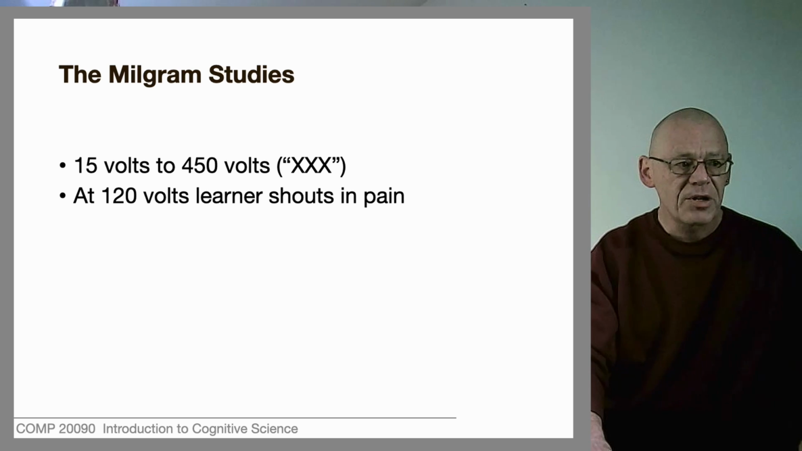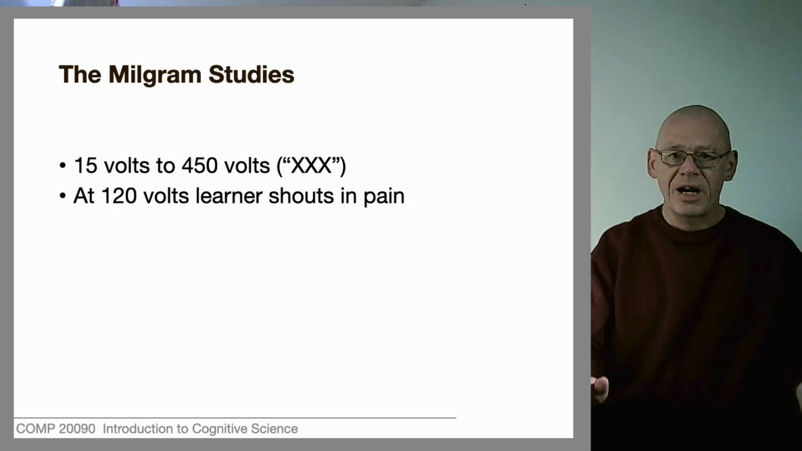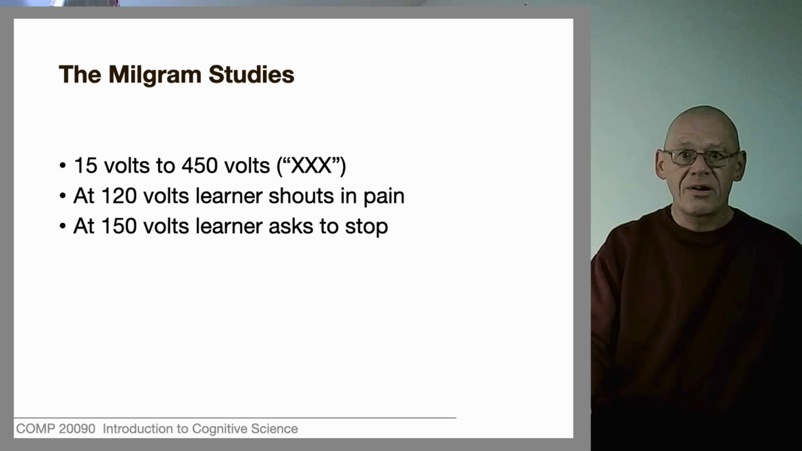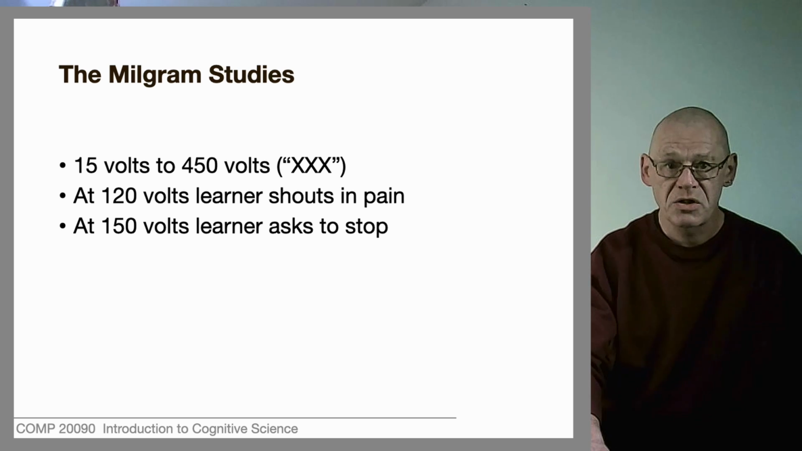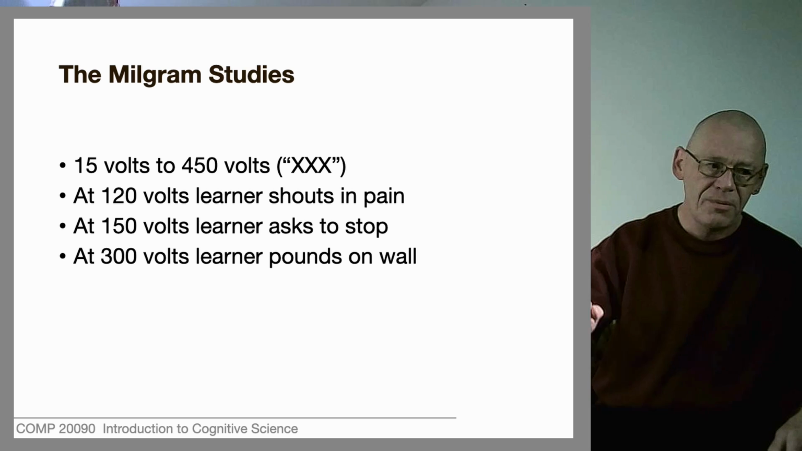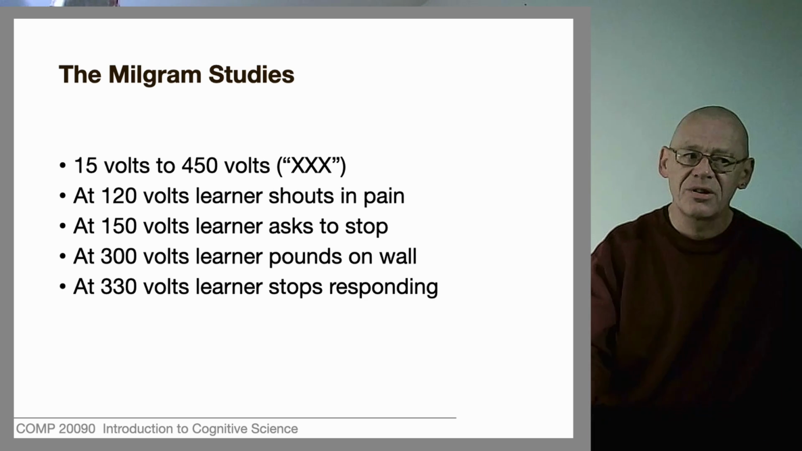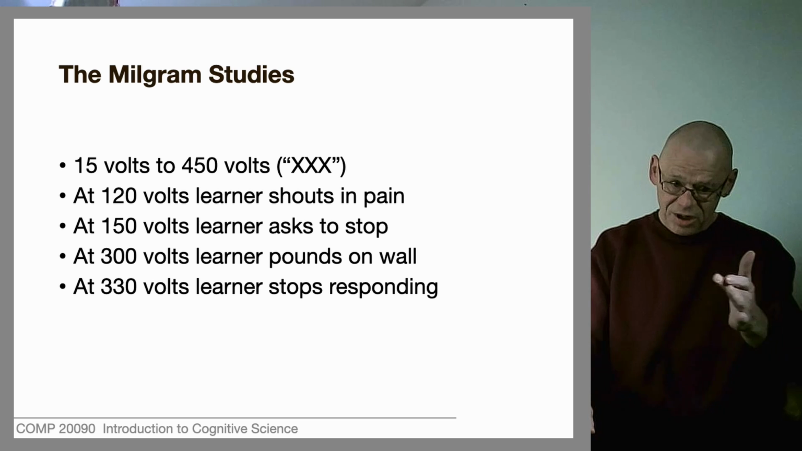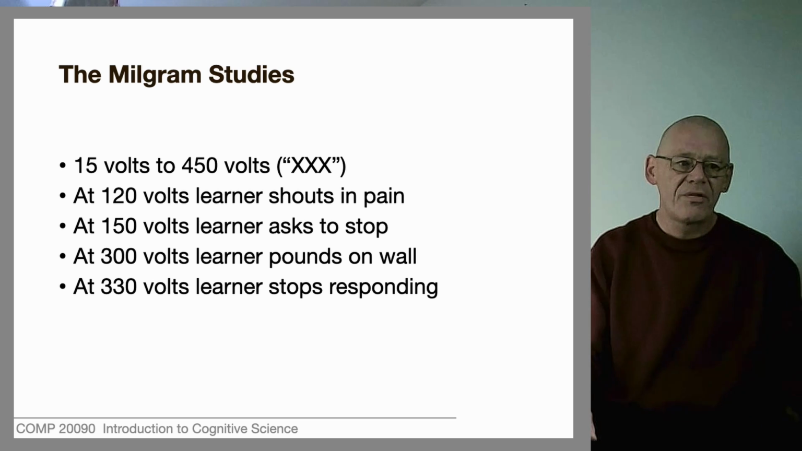In the script, at 120 volts, the learner shouts in pain. At 150 volts, the learner asks to stop. Please stop. At 300 volts, they start pounding on the wall. If we ever get there, at 330 volts, they just stop responding. And the series goes all the way up to 450 volts.